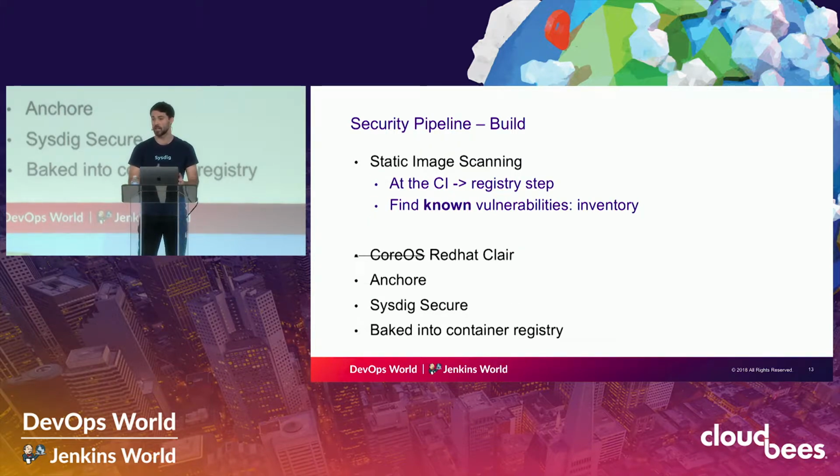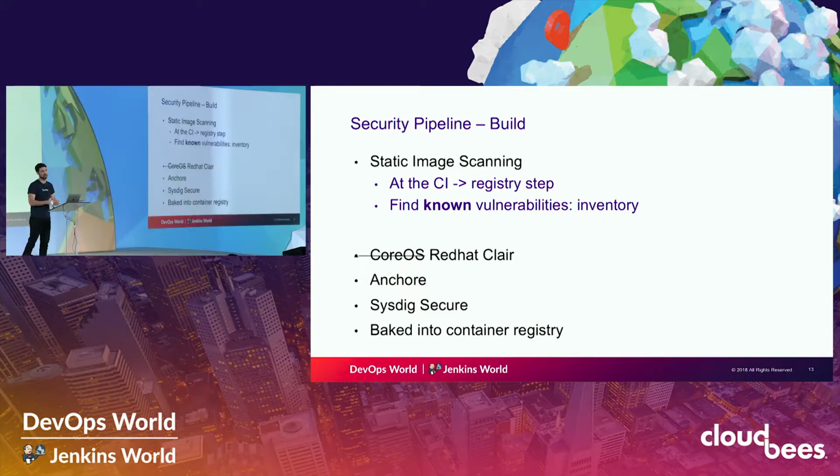So from a static image scanning perspective, most often this is implemented at the CI to registry step, as a check before you push an image to your registry. And this is where you're going to look for any known vulnerabilities in your environment.